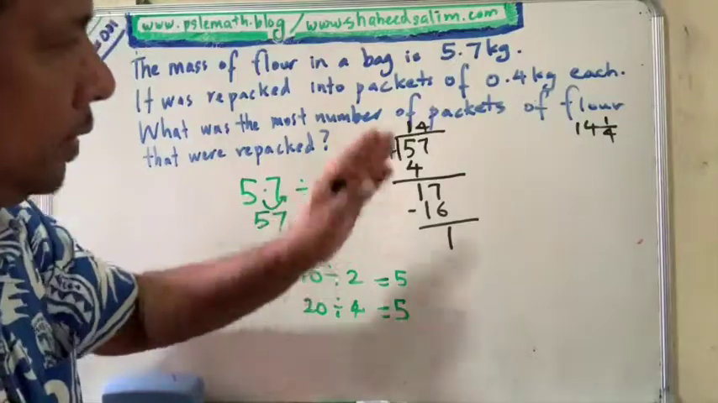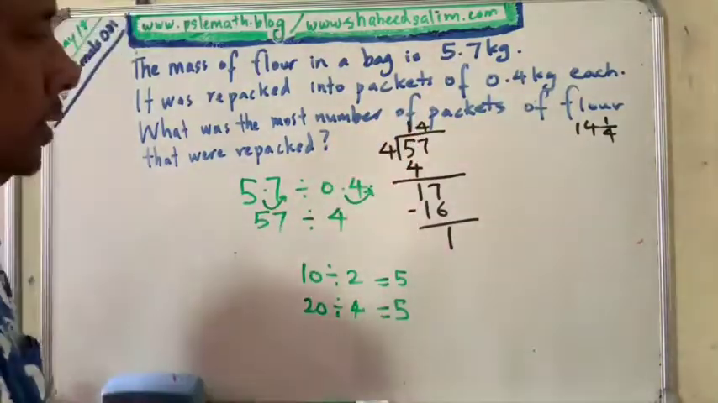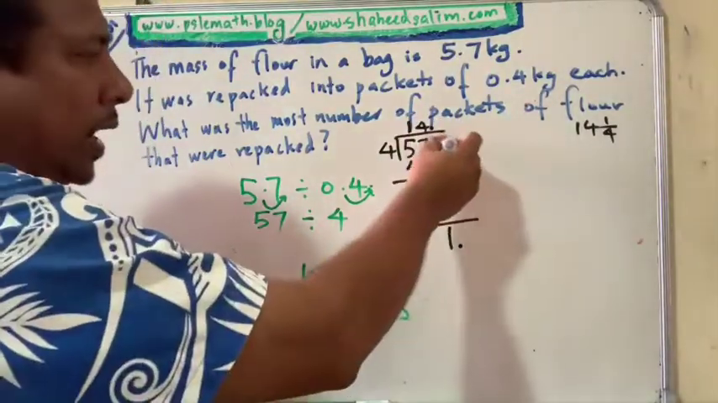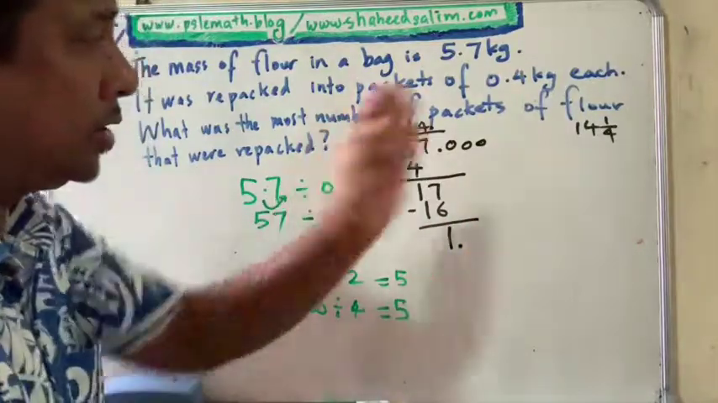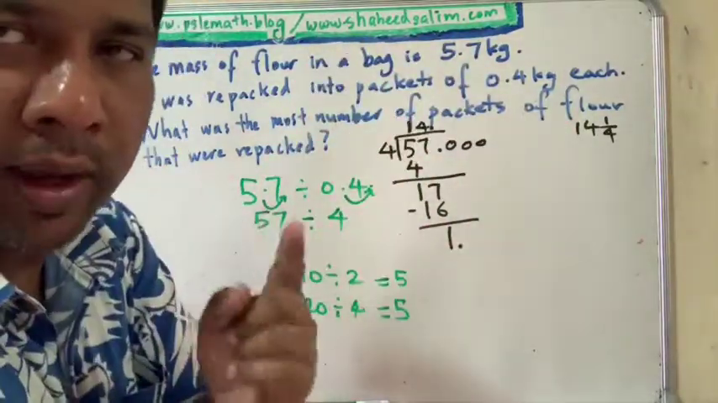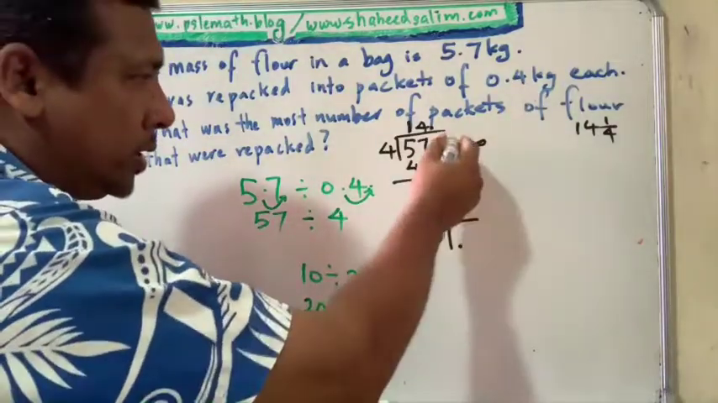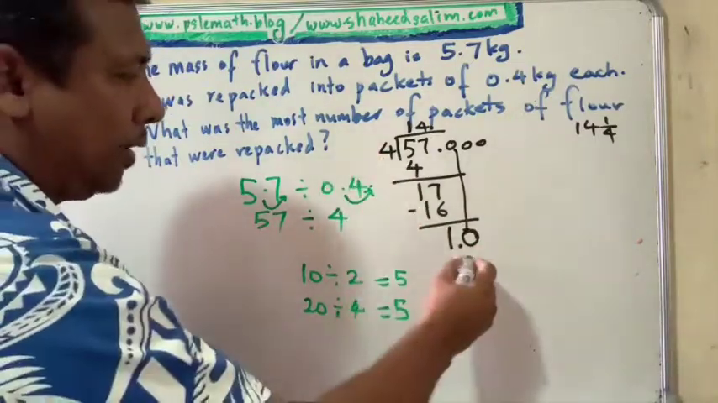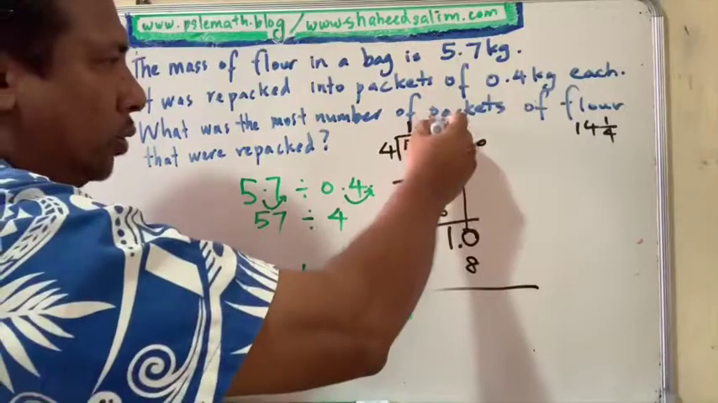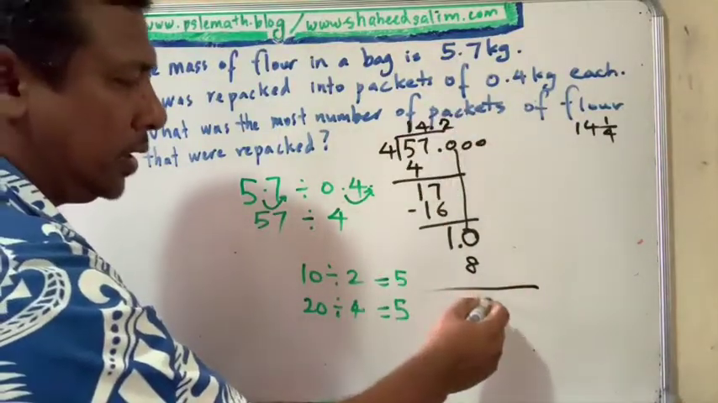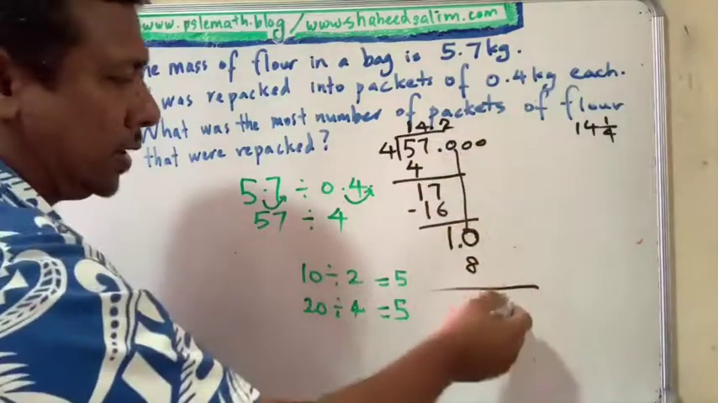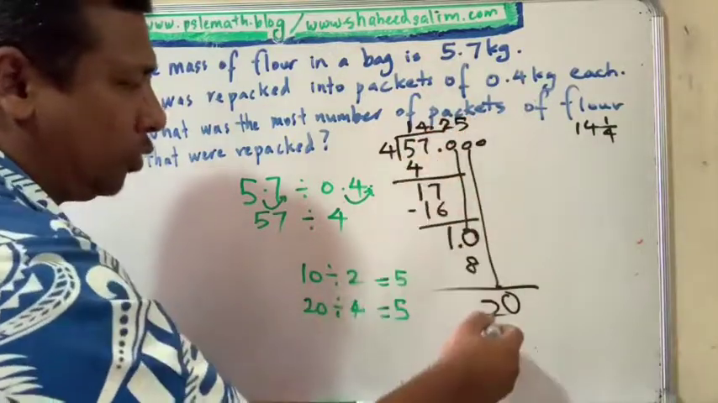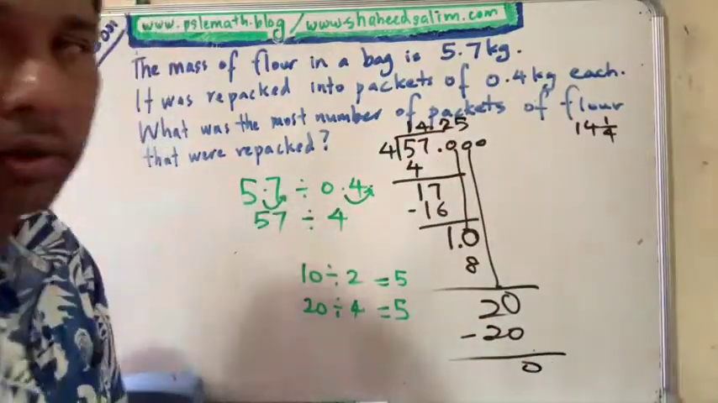But if you want to find out the answer in decimal, you put a dot here, put a dot here, put a dot here. You can add as many zeros as you want, but you continue to divide until you have no more remainder. So bring the 0 down here, right? You have 10. 10 divided by 4, you can have 8 over here. 10 minus 8 is 2. Bring another 0 down. 20 divided by 4 is 5. 5 times 4 is 20. And there's no more remainder.